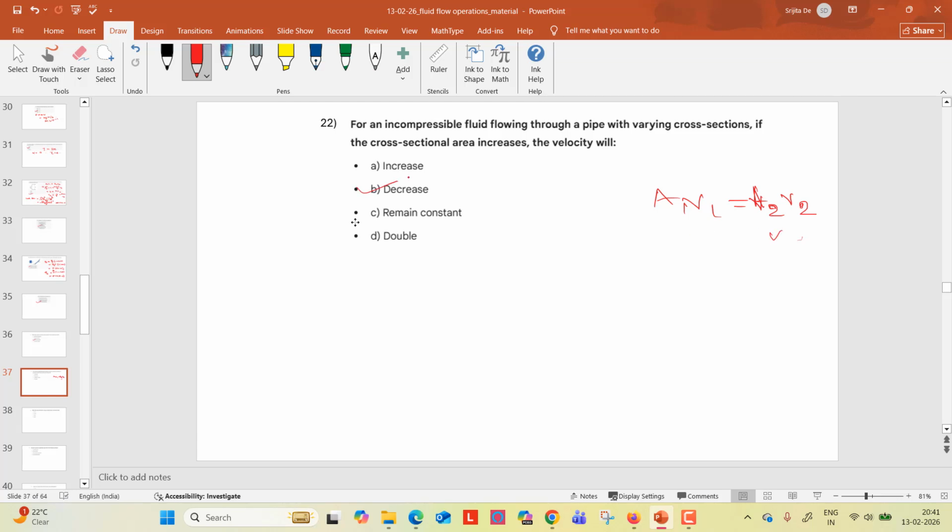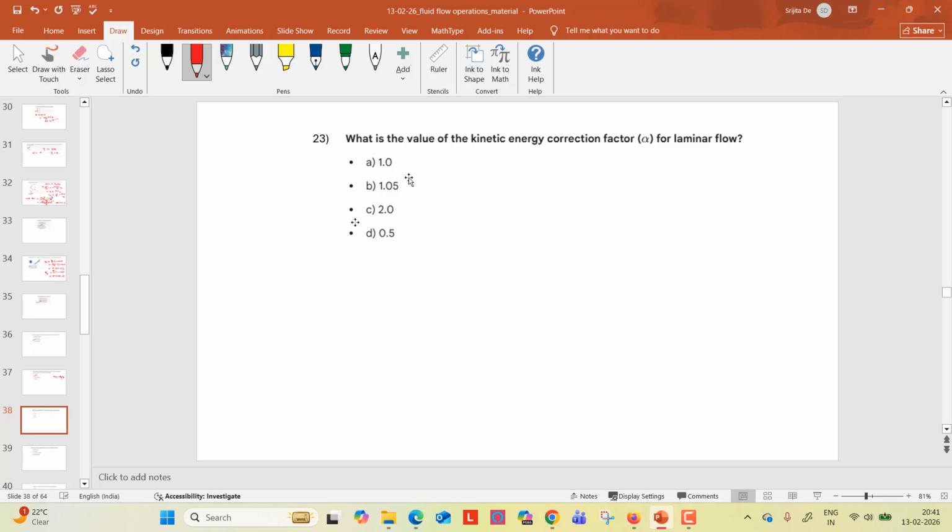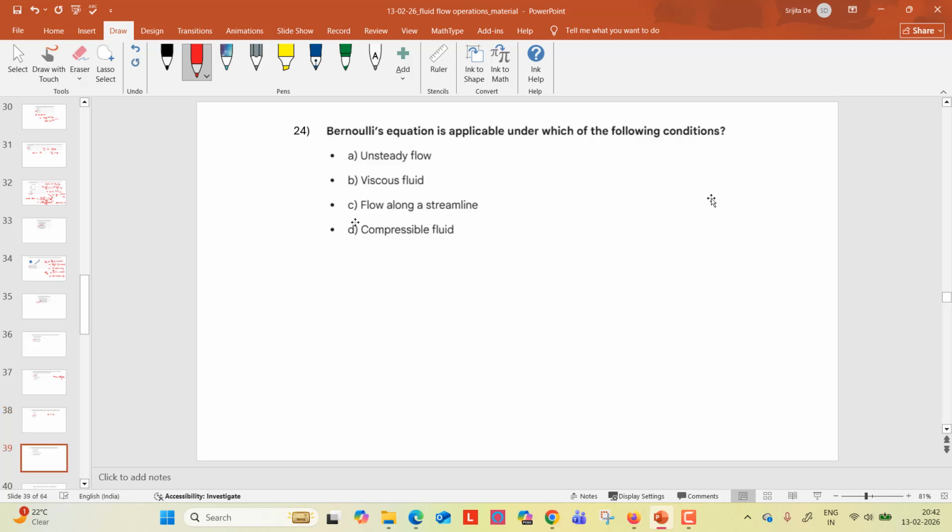Next, what is the value of the kinetic energy correction factor for laminar flow? It is 2. So alpha is 2 for laminar flow. Bernoulli's equation is applicable under which of the following conditions? Unsteady flow, viscous flow, flow along a streamline, compressible flow. So it is flow along a streamline, because it has to be steady flow, inviscid flow and incompressible flow.